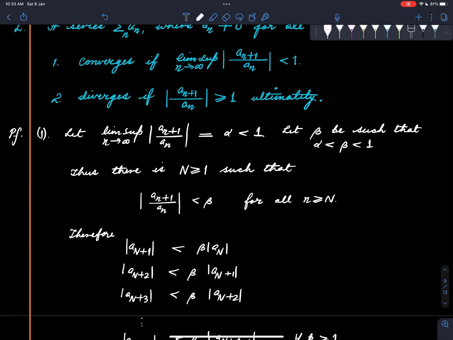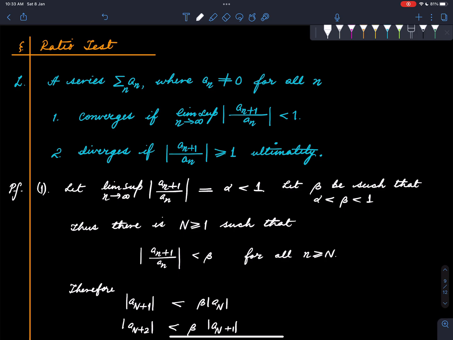So these two tests are very useful, the root and the ratio test. And this is all for this lecture.